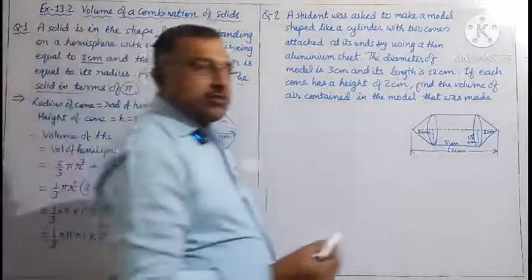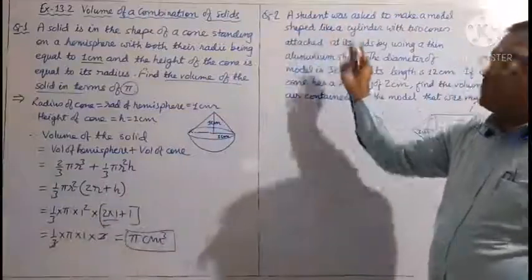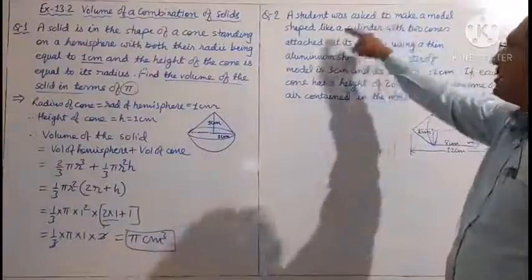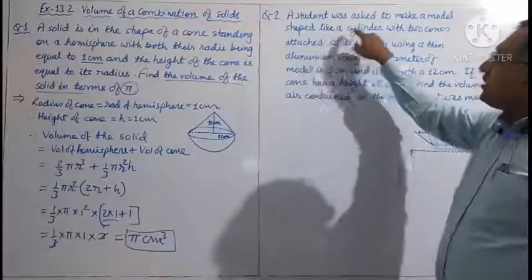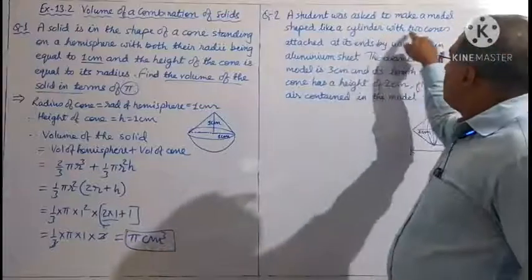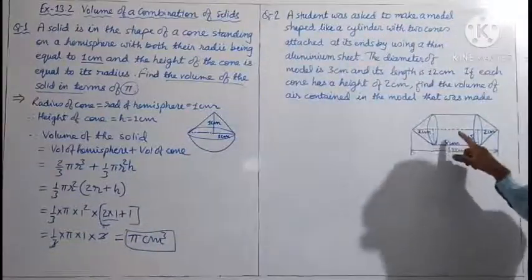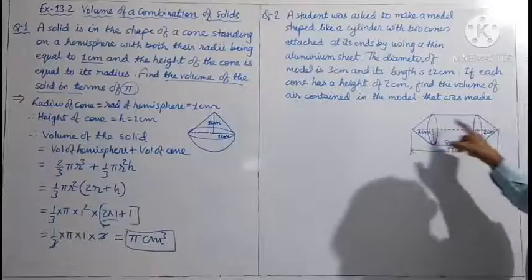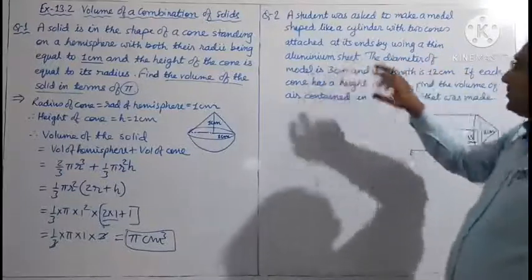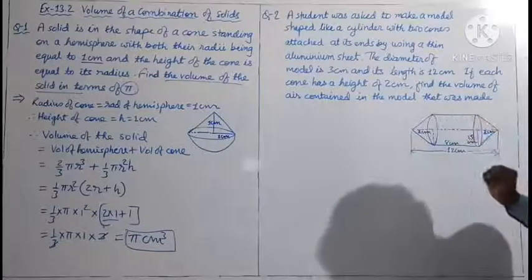Now next question is here. An engineering student was asked to make a model shaped like a cylinder with 2 cones attached at its ends, using thin aluminum sheet. Thin aluminum sheet was used to have the 2 conical ends.